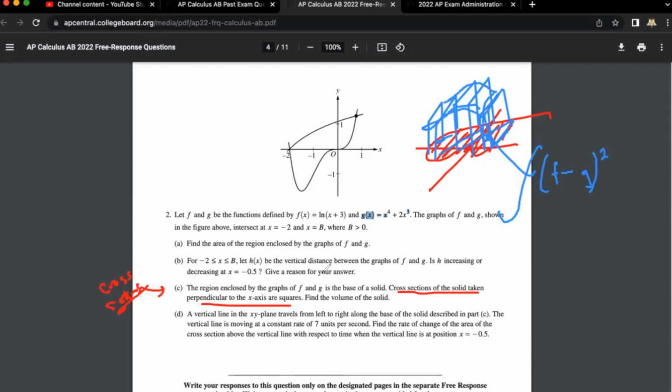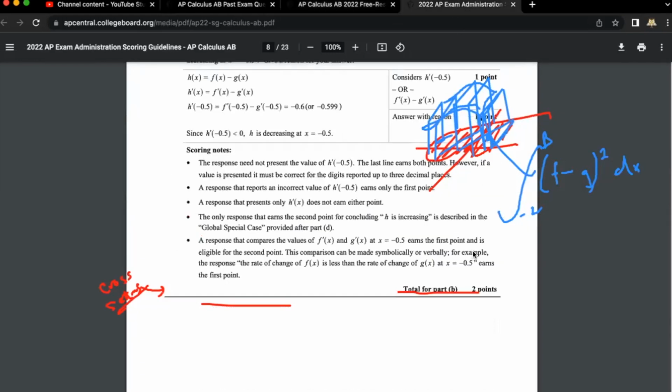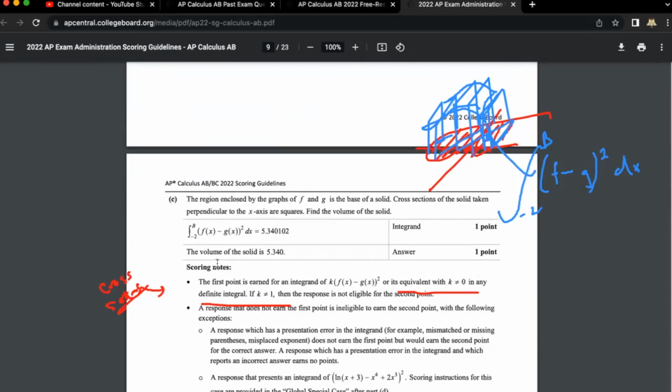So our equation, don't forget dx at the end of that, -2 to that b that we found. Find the volume of the solid, plug those into your calculator, and you should have that answer. So let's look at that real quick, right? Take the equation, square it, that's what we're doing now. Same, right? Get our value in the volume of that solid is that. So the integral is worth a point, the answer is worth a point, okay?